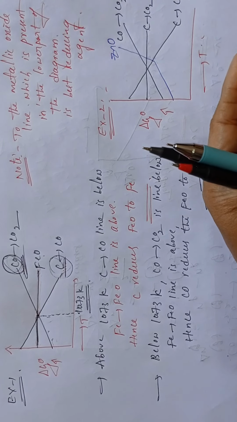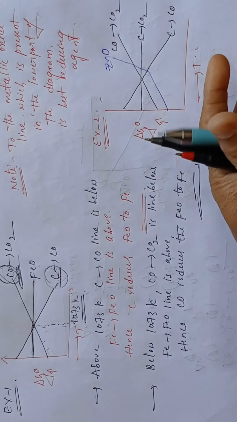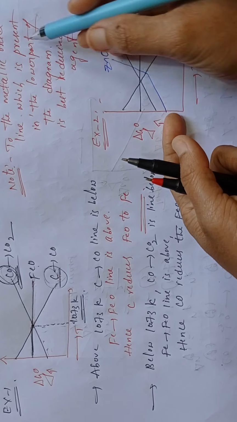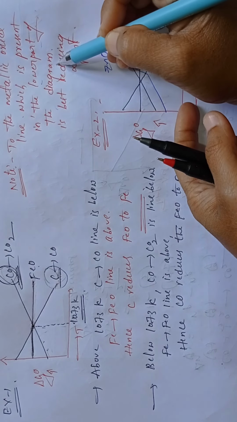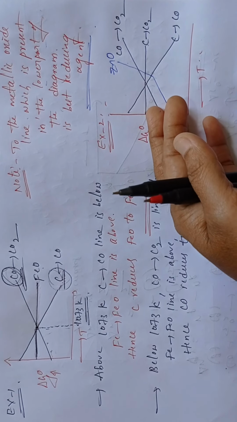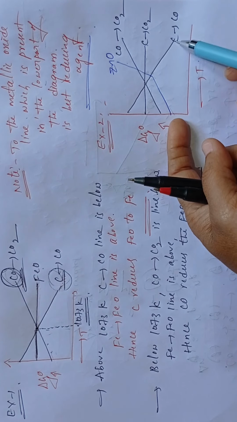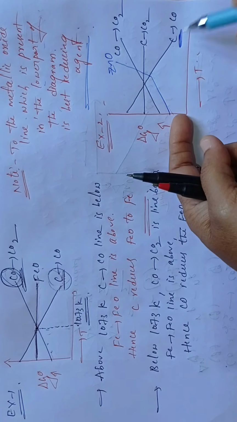So which is the best reducing agent is being asked, carbon or CO? Now see, students, to this line, which is the lower part, as I told you, to the metallic oxide line, the one present in the lower part of the diagram is the best reducing agent. So you have to remember that. This is the lower part first. So that's why carbon is the best reducing agent.